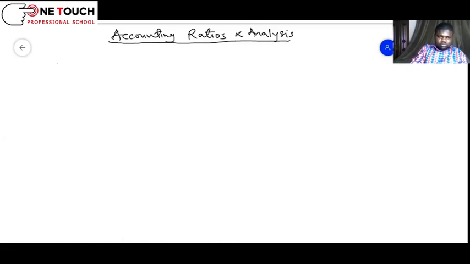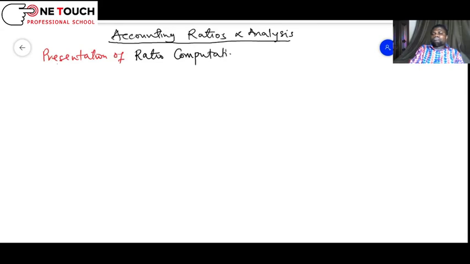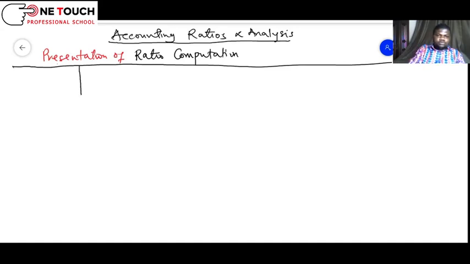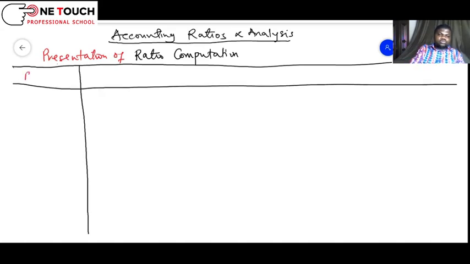In fact, before we even look at the interpretation, this is how you are supposed to present your work in terms of the computation. Presentation of ratio computations. This is what you are supposed to do. You pick the name of the ratio. So the ratio will be here.